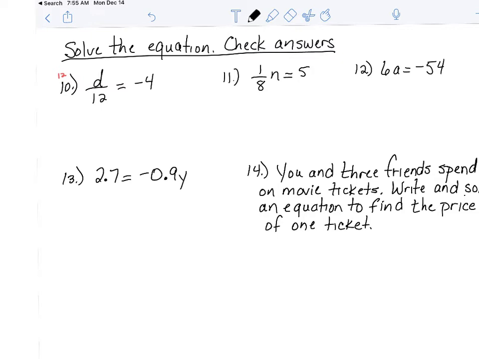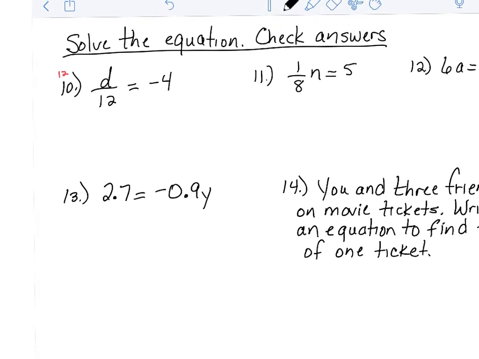An equation only has one solution. Okay, these should be pretty easy for you guys. Remember, you put your wall up. There's nothing you can simplify. D is being divided by 12. What do we do to undo division, Sam? We're going to multiply both sides by 12, right?